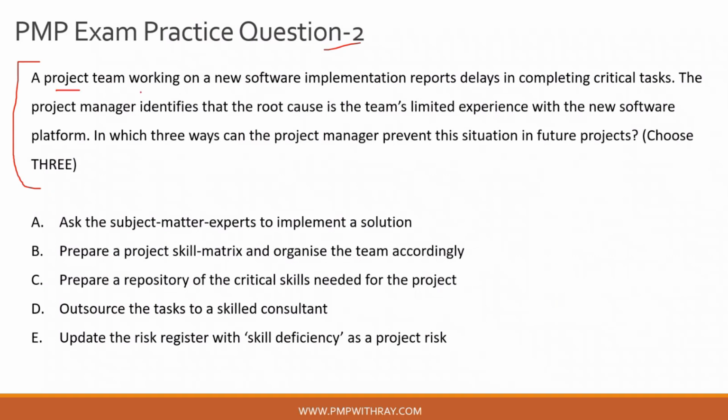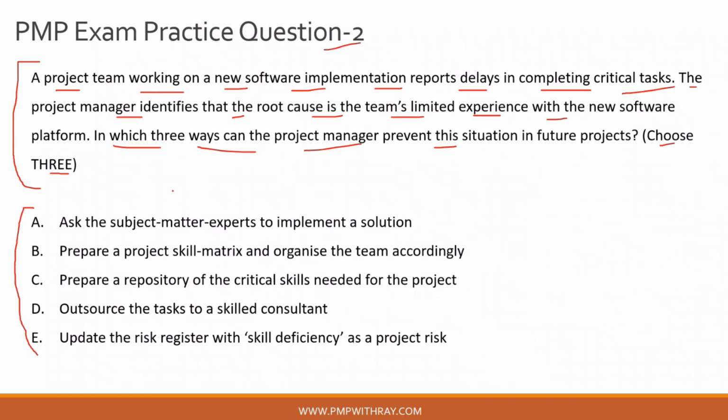A project team working on a new software implementation reports delays in completing critical tasks. The project manager identifies that the root cause is the team's limited experience, or let's say skill set, with the new software platform. In which 3 ways can the project manager prevent this situation in future projects? So you have to choose 3 options from the 5 options that are provided in the question.